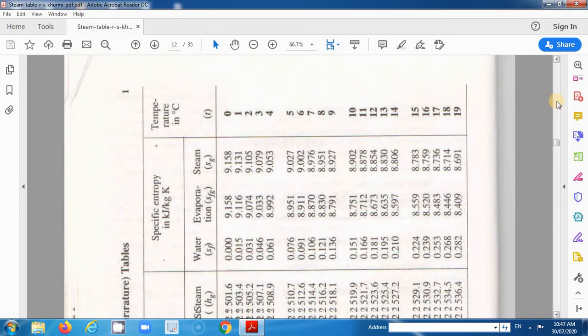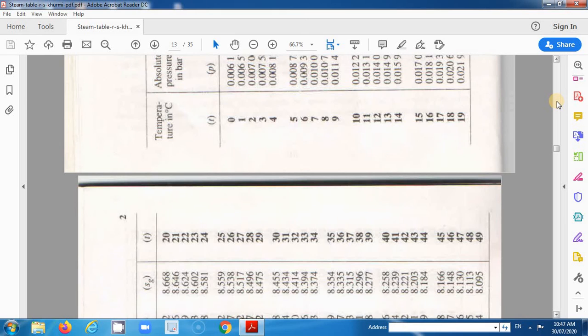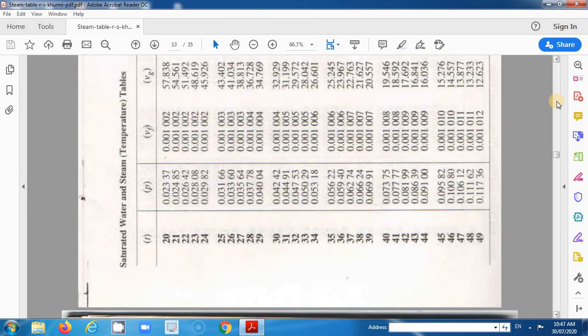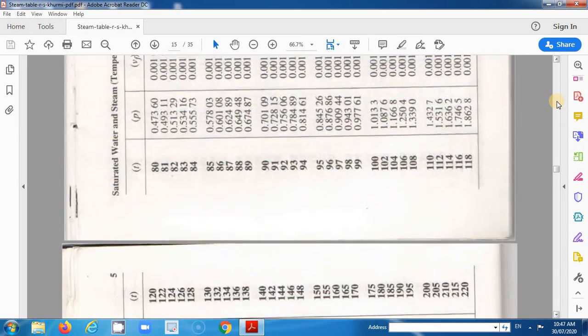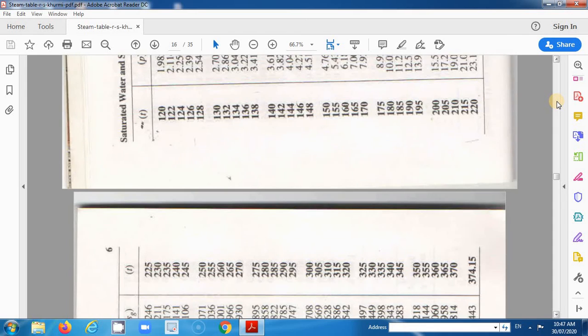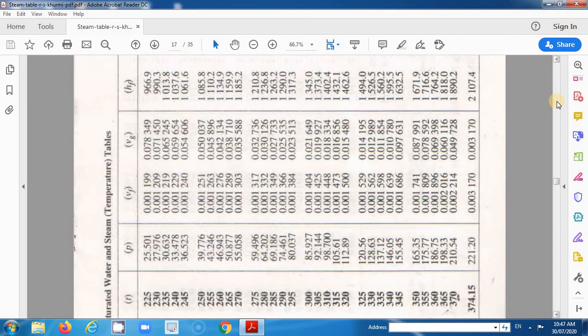So this steam table starts from 0 degree. You see that it continues across pages, up to the critical temperature. Continuously the various temperatures are taken and the corresponding values are incorporated in this tabular form. So this is a temperature based steam table which starts from 0 degree centigrade to the critical temperature, and all corresponding values are given here.